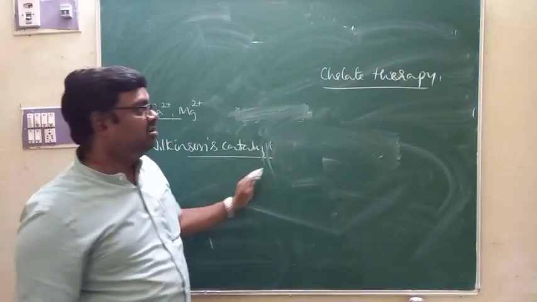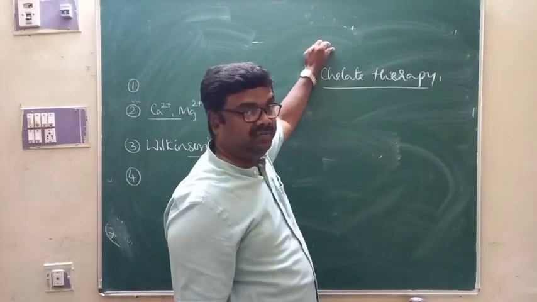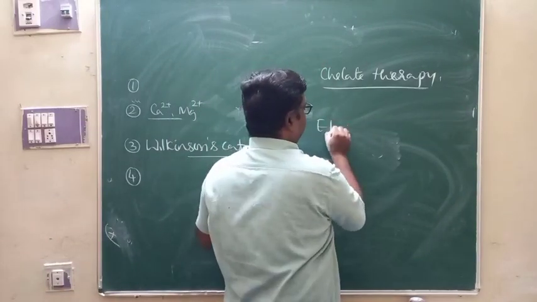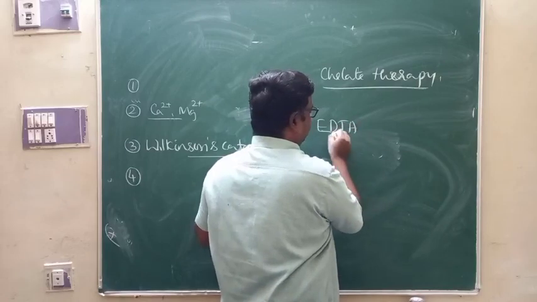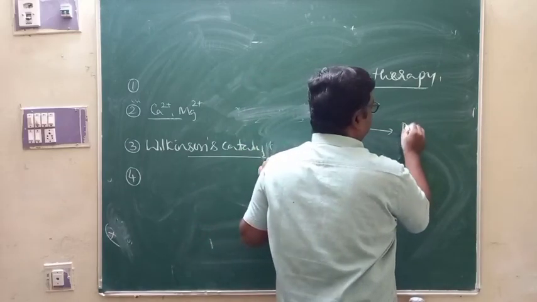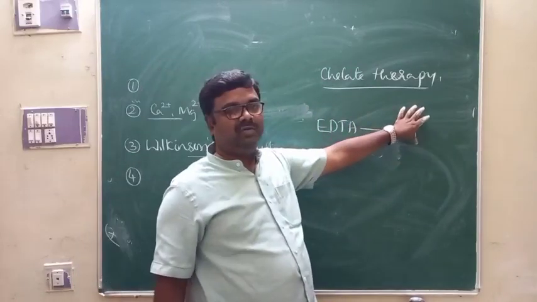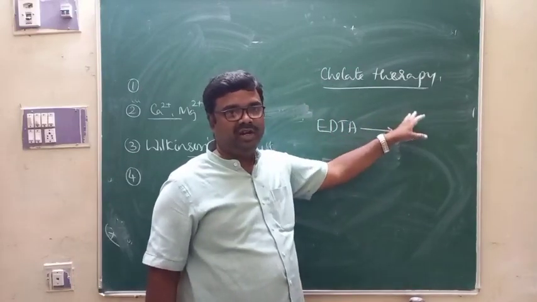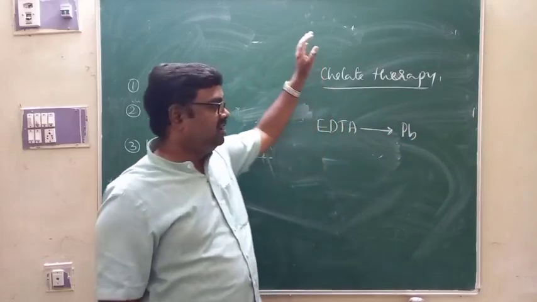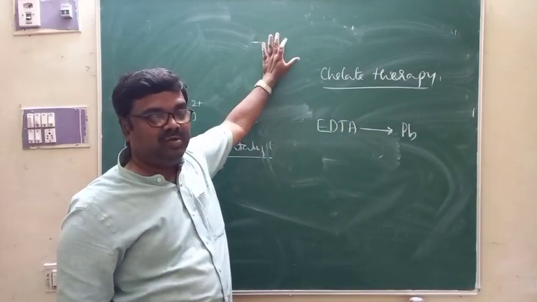In lead poisoning, we can make use of this chelate therapy, where we make use of EDTA. EDTA will form a chelate complex with lead. In lead poisoning, we need to remove lead from our body, and lead compounds are insoluble in water. Therefore, it is difficult to remove these lead compounds from our body.